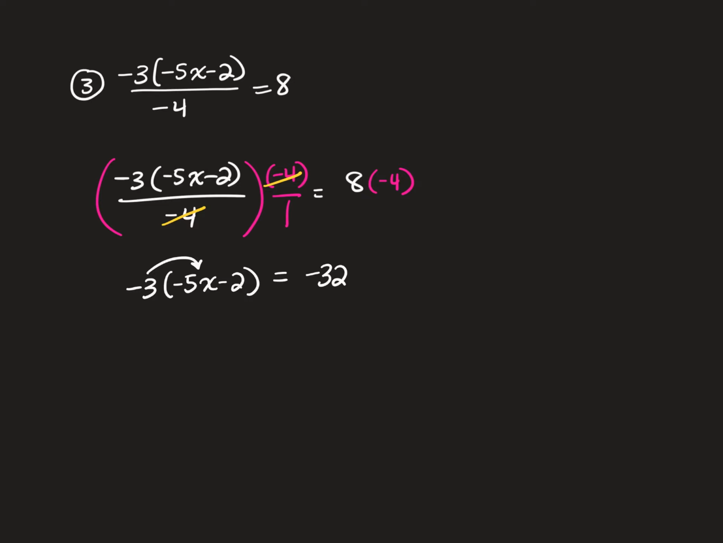And then at that point, you've got to distribute. So negative 3 times negative 5, that's going to be positive 15x. Plus 6 equals negative 32. And then I think from there you should be able to finish. You should have the answers already written down or have checked your answers. So if you need to go back and double check that you get the right answer, but you should be able to solve it from here.